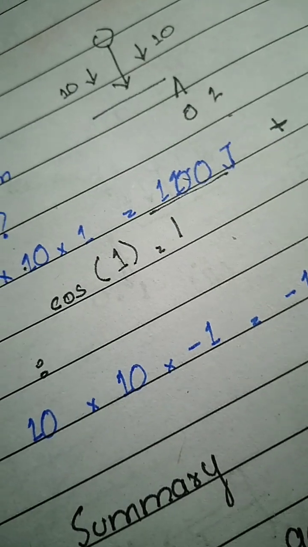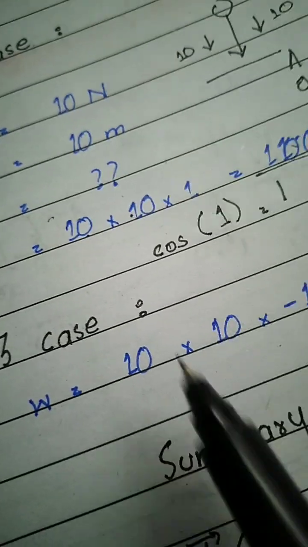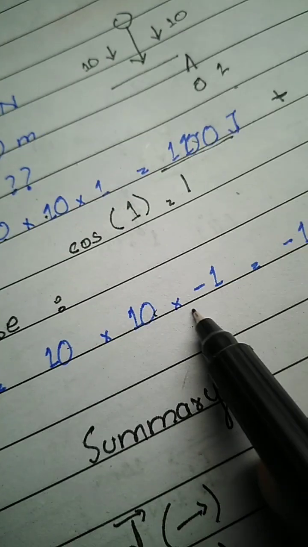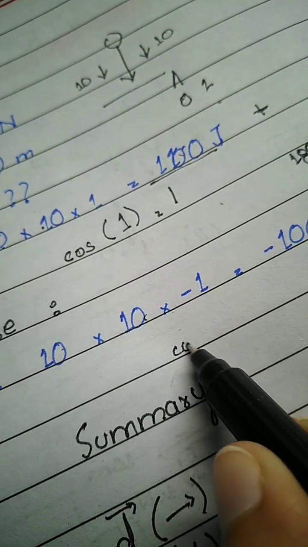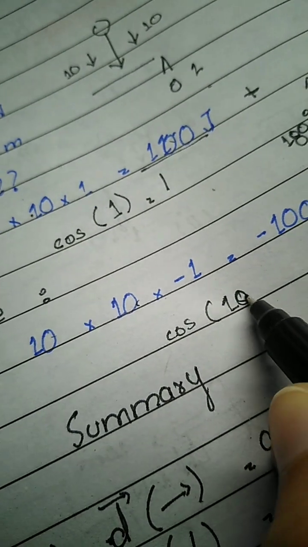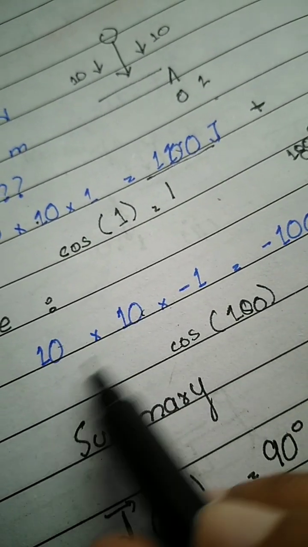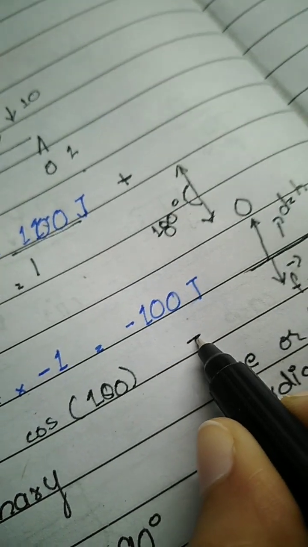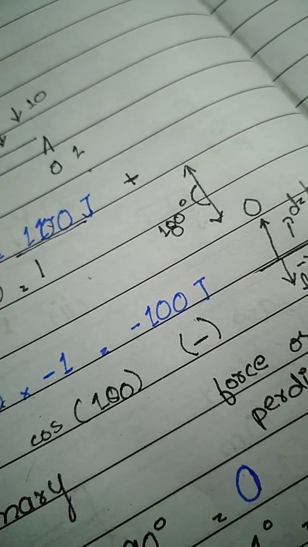So let's just multiply F into D: 10 Newton, same condition, multiplied by cos 180, which we know is equal to minus 1. So the condition that we applied gives us the answer in the minus, the negative.